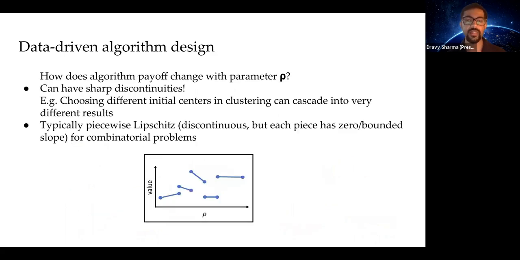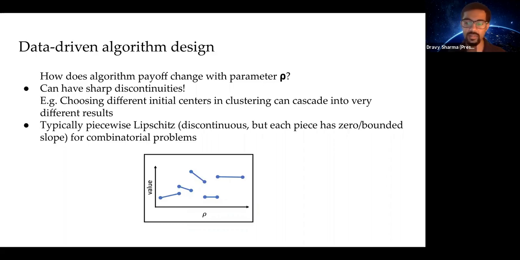So the picture sort of looks like this. There is this parameter rho and the value, which is essentially the performance of the algorithm, right? For example, for clustering, it could be the Hamming distance to the true clustering. And you basically have the two things that are discontinuous, and each piece has its own behavior. It's not like it's bad everywhere. It's not like discontinuous over a continuous set of points. There are pieces where it's good or well behaved, and sometimes even just constant.